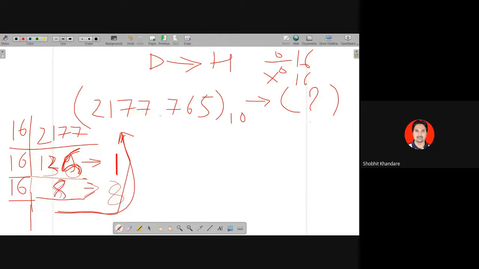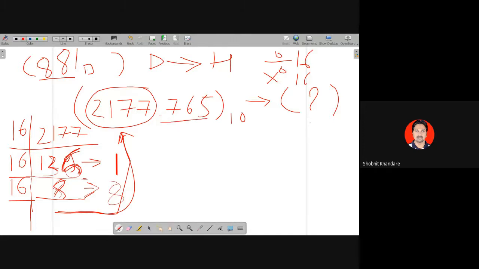So tell me what will come into the integer part now. Tell me the integer part. It is 881. Very good. It is 881, and there is a hexadecimal point. तो ये हो गया मेरा इंटीजर पार्ट। Now I hope you have understood this, 2177.